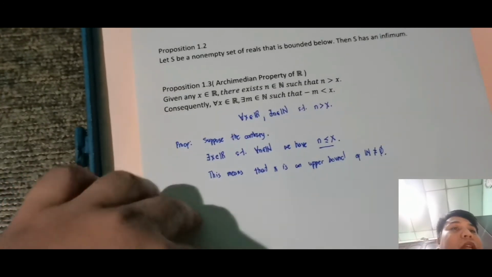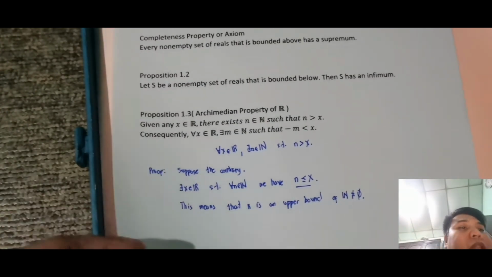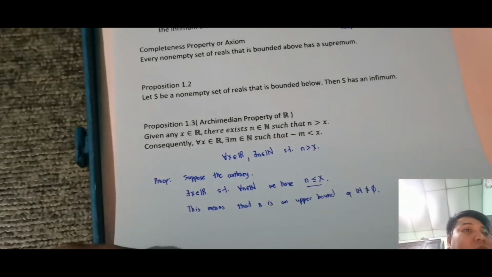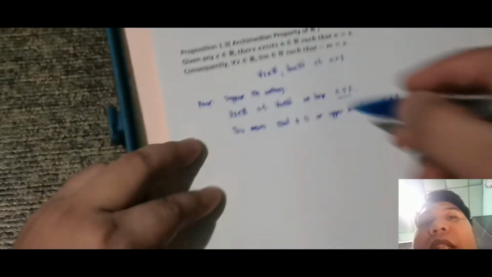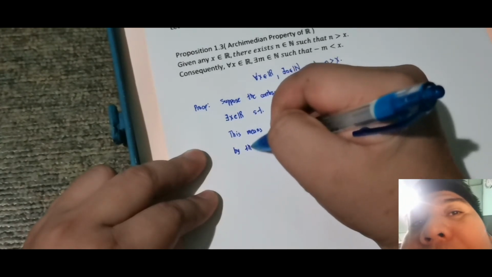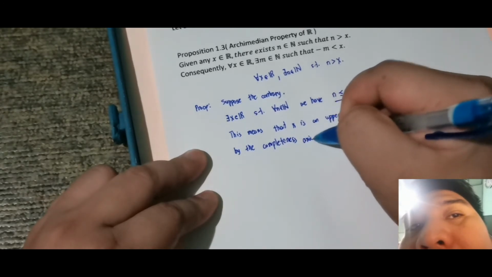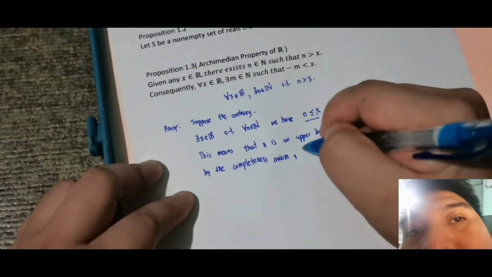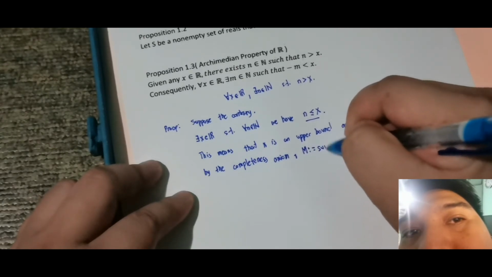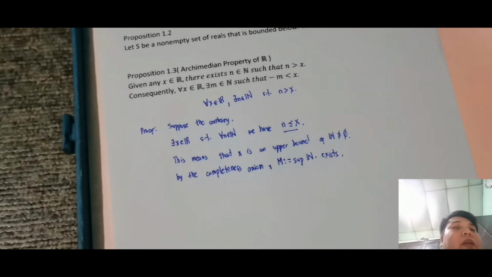Now, by the completeness property, what does the completeness axiom say? Every non-empty set of real numbers that is bounded above has a supremum. The natural numbers form a non-empty subset of the reals. Since I have an upper bound, I am bounded above. So by the completeness axiom, for example, we define M to be the supremum of the natural numbers, which exists.